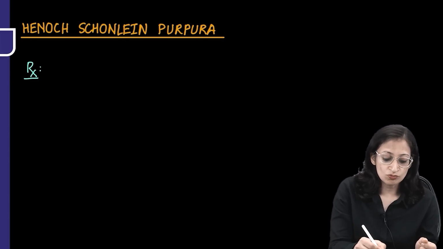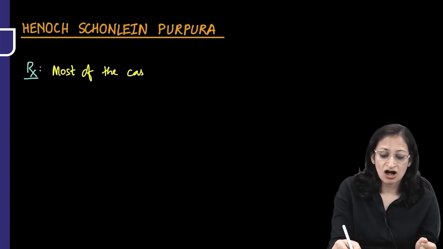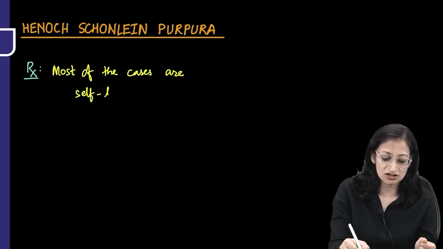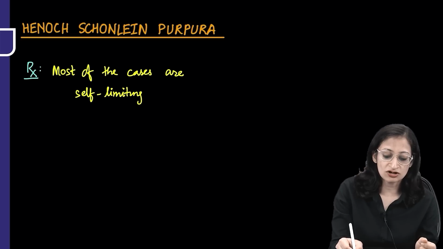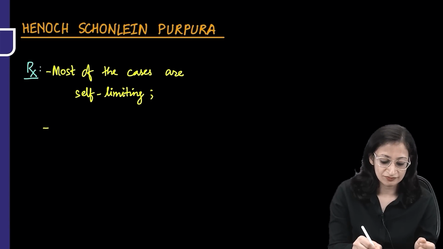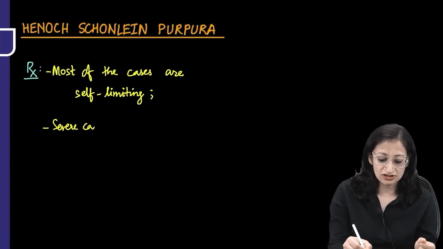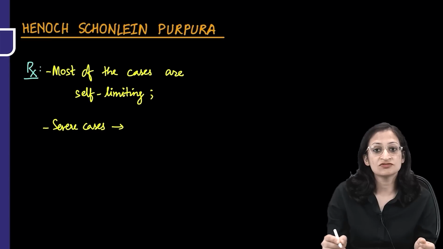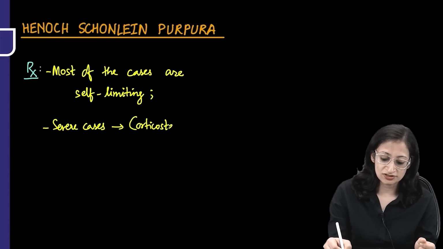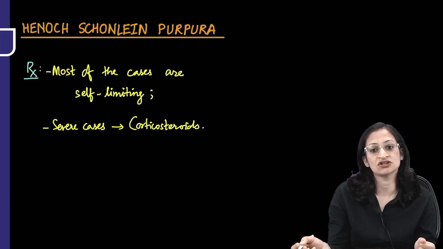Recently, there was a question in your NEET pattern exam on the treatment or drug of choice for Henoch-Schönlein purpura. Most of the cases are self-limiting and do not require any treatment. But for severe cases, corticosteroids like prednisolone can be used.